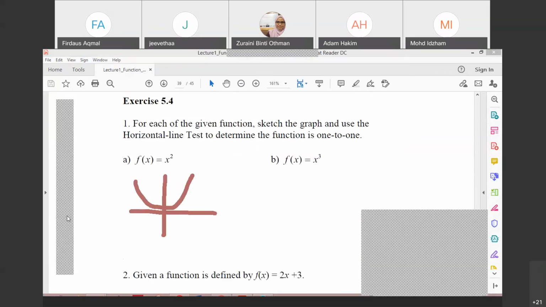Yang ni, kalau kita nak test dia macam mana? Kalau dia 1 to 1 ke tidak? Kita boleh lukis, okay. So this is not 1 to 1, sebab dia bersilang 2 kali.